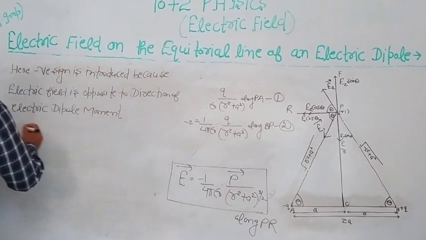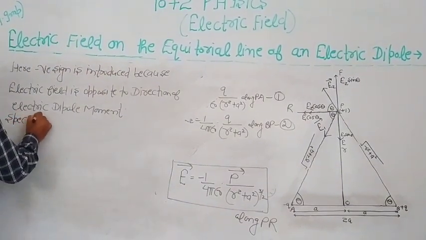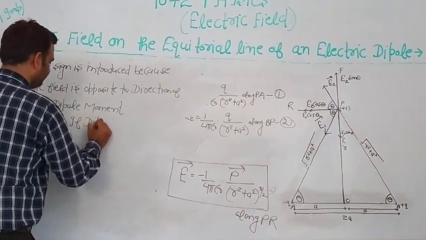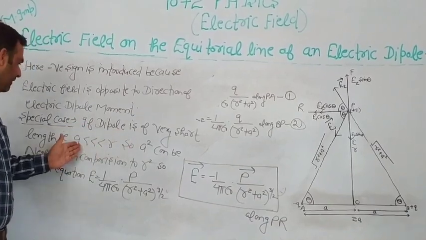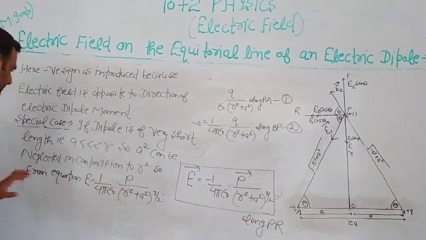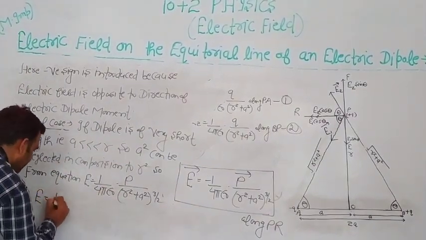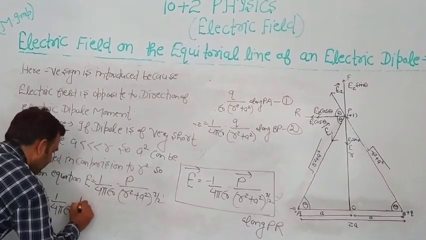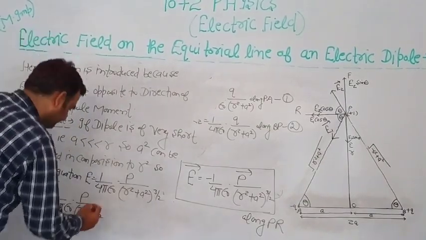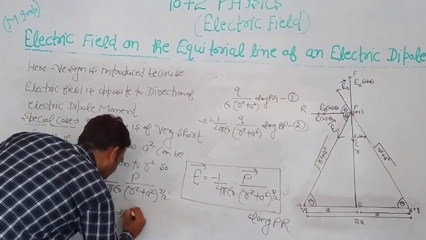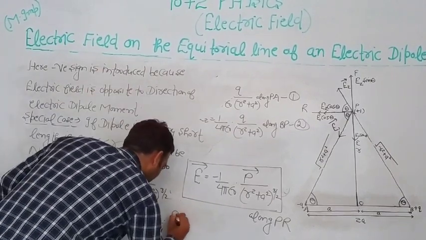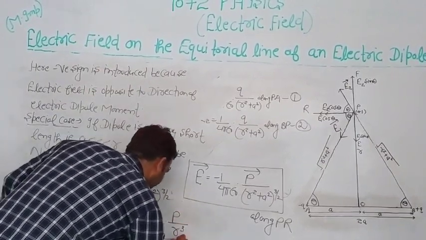Special case. If the dipole is of very short length, that is a is much less than r, then a square can be neglected in comparison to r square. So E is equal to 1 upon 4 pi epsilon naught p upon r square raised to power 3 by 2, and after simplifying, E is equal to 1 upon 4 pi epsilon naught p upon r cube.